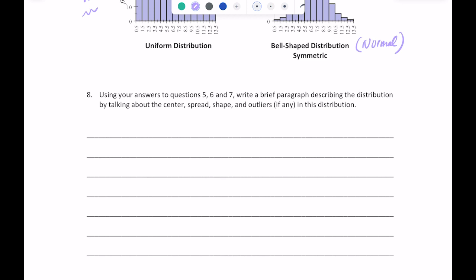So what I need to do now is take my center, my spread, and my shape and put it all together in a paragraph. So what you would need to do is write a brief paragraph describing the distribution by talking about the center, spread, shape, and any outliers in the distribution. So anytime you are asked to describe the distribution, you're always going to mention these 3 to 4 things. You're going to mention center, spread, and shape, and then you're going to mention outliers if there are any, and that's really important, okay?